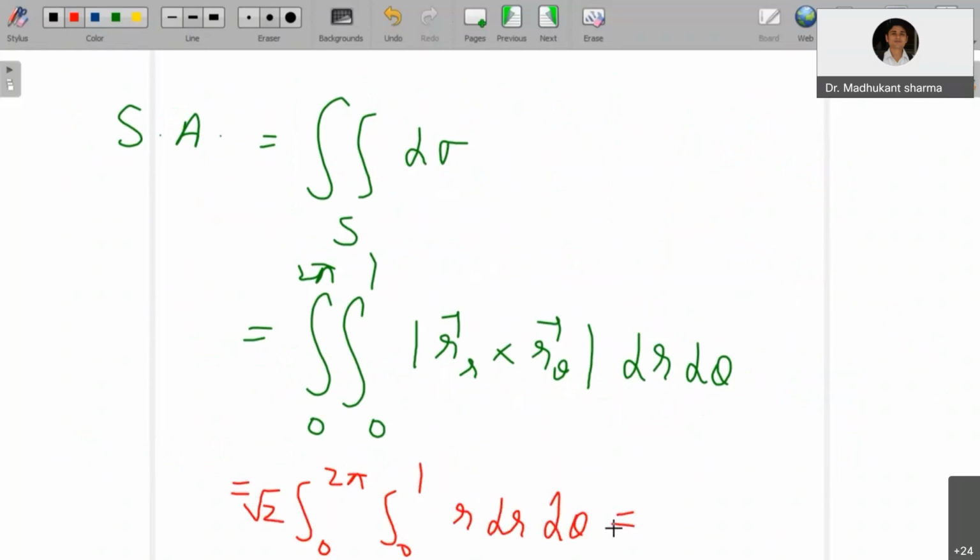Now you can evaluate this integral easily. R square by 2 gives 1 by 2, so root 2 by 2 times 2 pi. So you will have square root of 2 pi as the surface area of it. Okay.